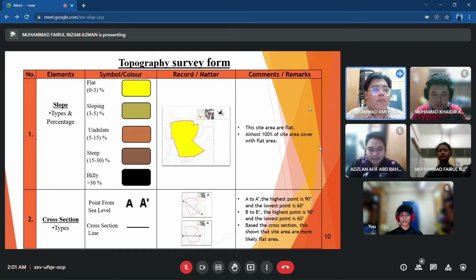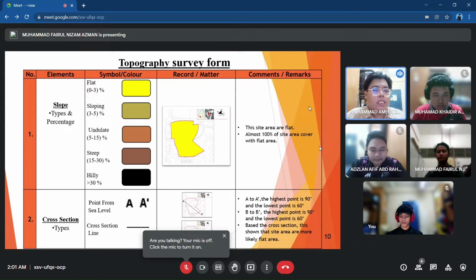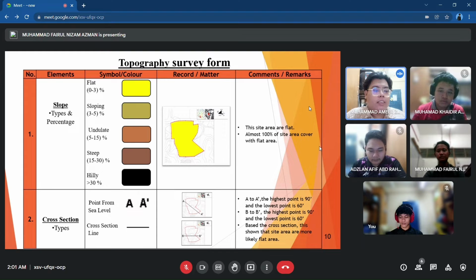Next is survey form. First, topography survey form. Element slope: this site area is flat and almost 100% is covered with flat area. And the next element is cross section. A to A prime and B to B prime are the same. The highest point is 90 and the lowest is 60. So based on the cross section, these areas are flat.